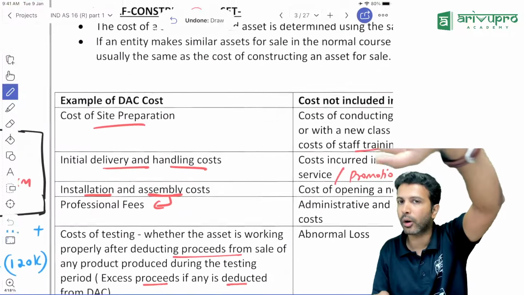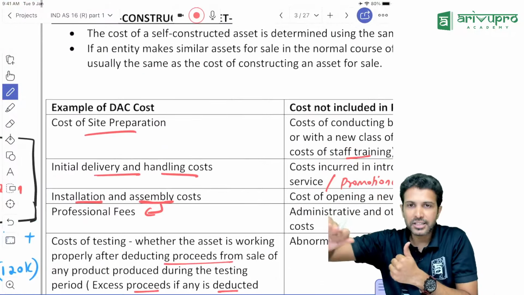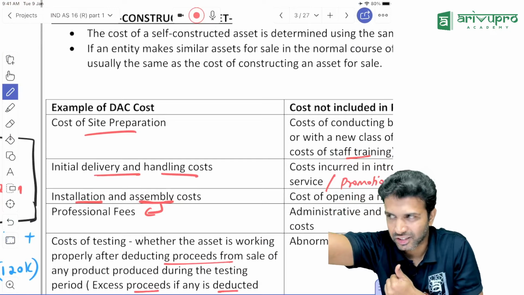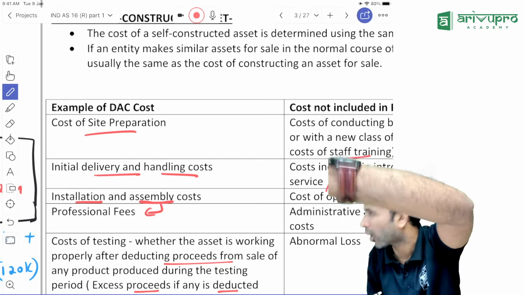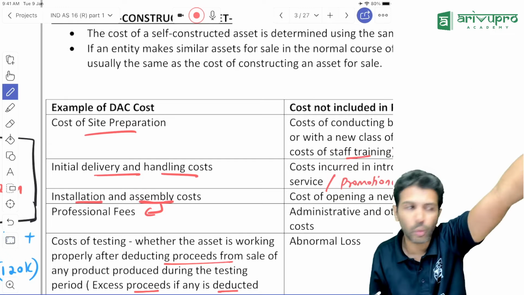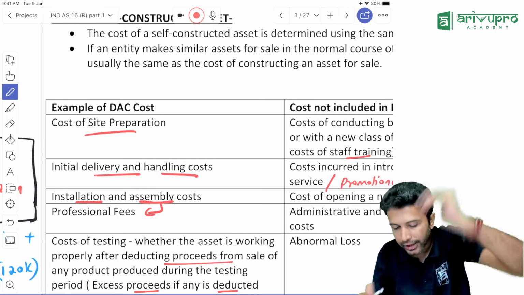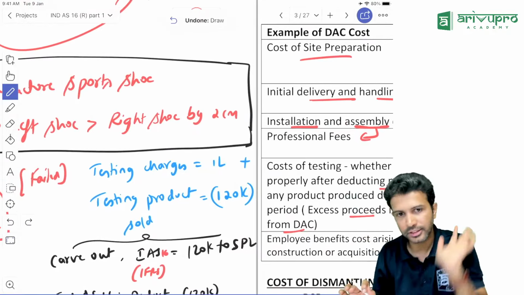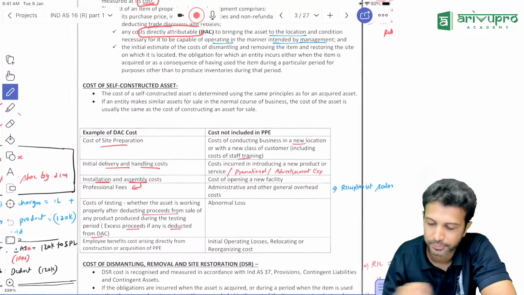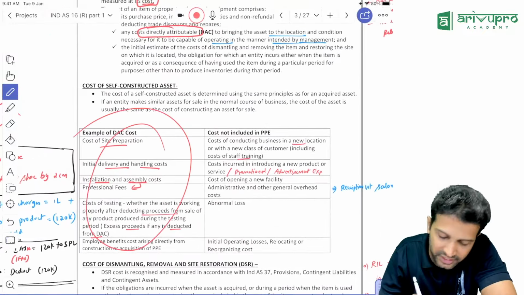Again, just to sum up, what will you do for Ind AS 16 here? Testing charges you will capitalize. You will add it. If by doing any testing, you are getting any product, if you are able to sell that product, what will you do for that sale proceeds? Reduce it from the cost of PP. Doesn't matter what the amount is. Okay, sir. This is the treatment we have to follow for Ind AS 16. So these are the examples of DAC.